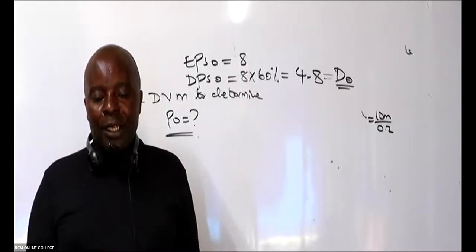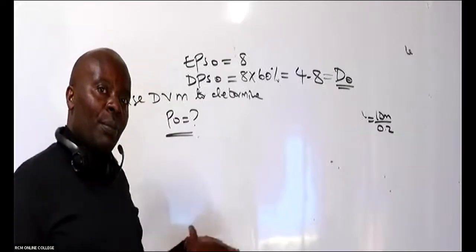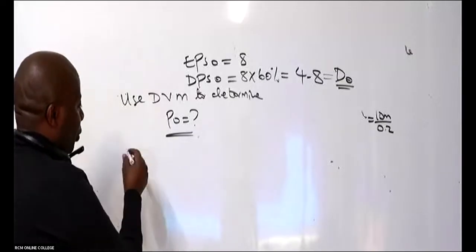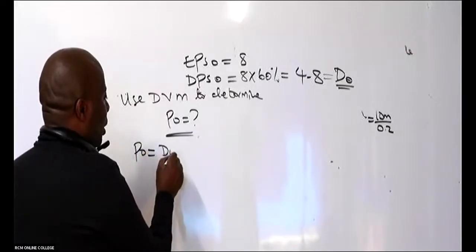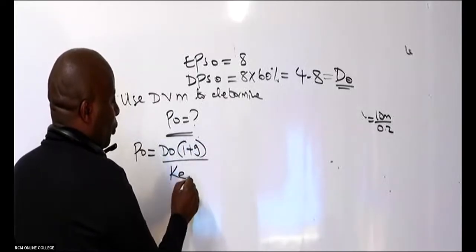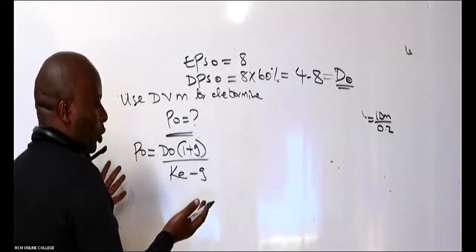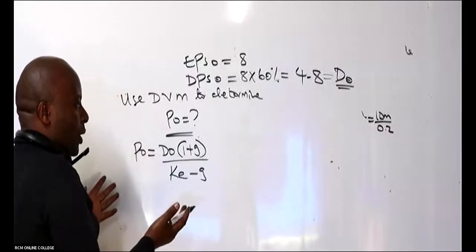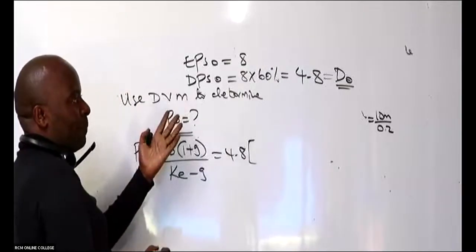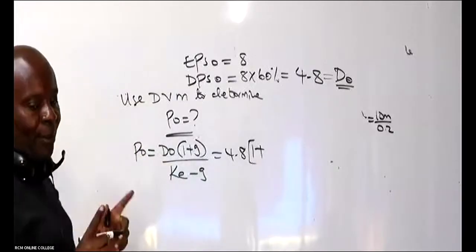So, ladies and gentlemen, they want me to use a dividend valuation method to determine P0 between the two. Not a problem. So how do we get this P0? I know the formula. P0 equals D0 into 1 plus g, all over cost of equity minus this g. Fortunately, we have been able to get D0. Our D0, ladies and gentlemen, is 4.8, the one we got up there, into 1 plus the growth rate.